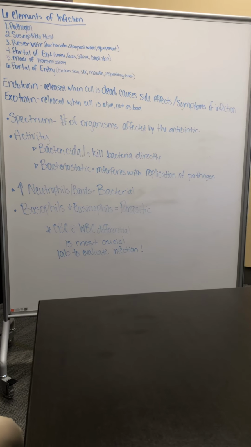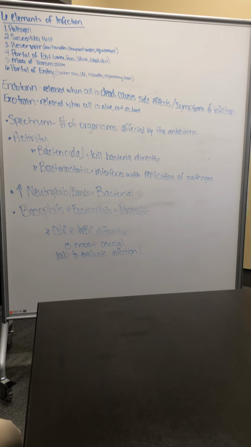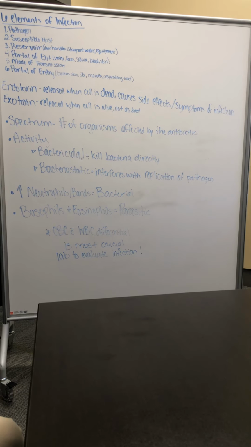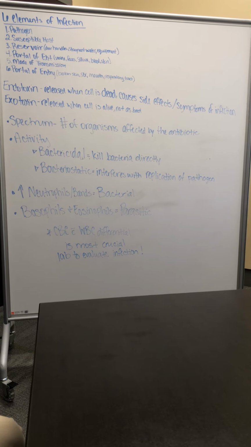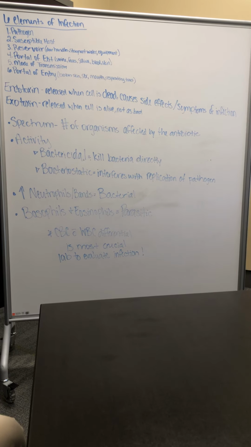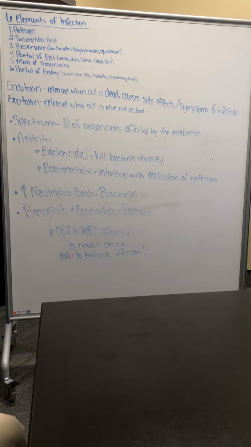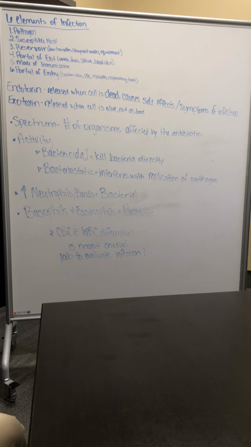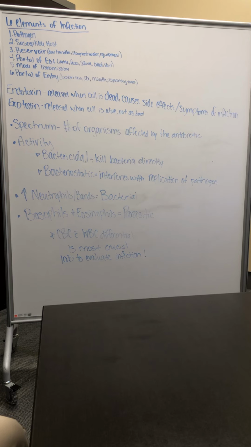Spectrum, think of antibiotics, so that's the number of organisms affected by the antibiotic. You have broad or narrow spectrums, that's just what all they can target. And then activity: you have bactericidal, which kills the bacteria, and bacteriostatic, which interferes with the replication of the pathogen.